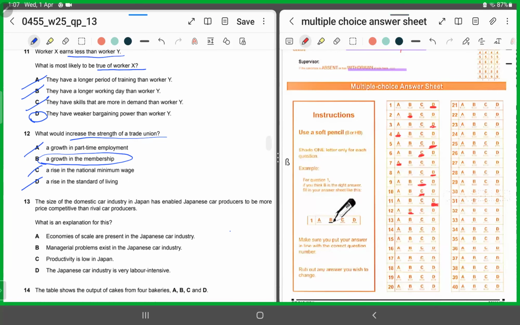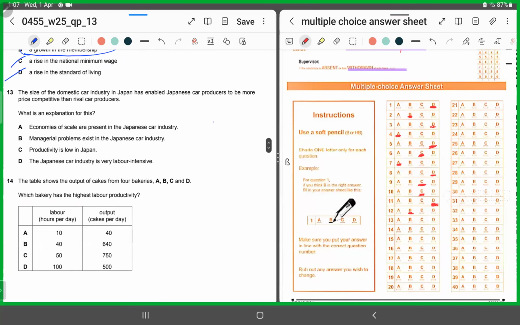Moving forward, MCQ number 13. It says the size of the domestic car industry in Japan has enabled Japanese car producers to be more price competitive than rival car producers. So this means they are what? Experiencing economies of scale. What is an explanation for this? Economies of scale are present in the Japanese car industry. Why? Because they have the lowest average cost of production. So the lowest average cost means economies of scale.